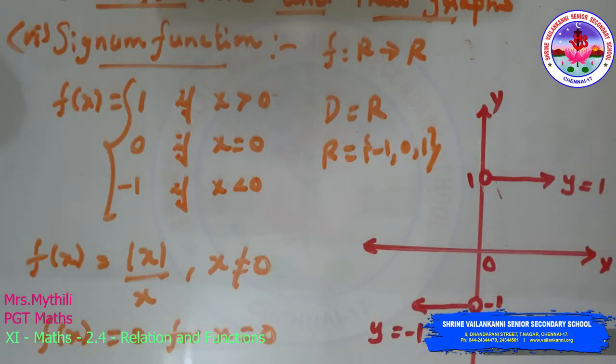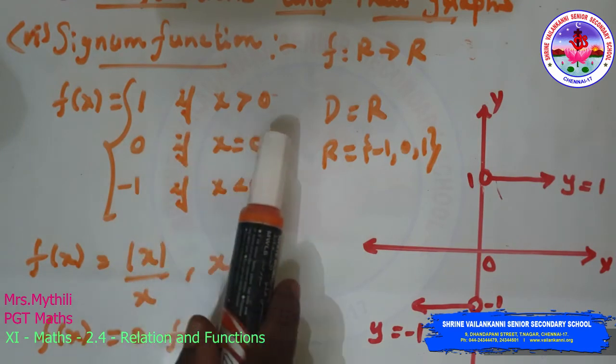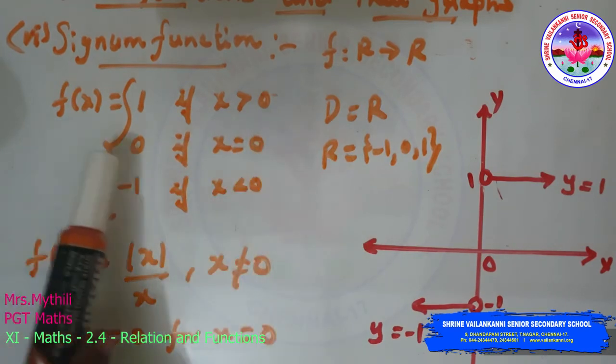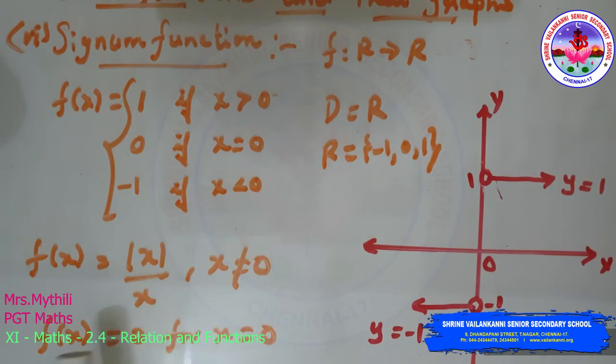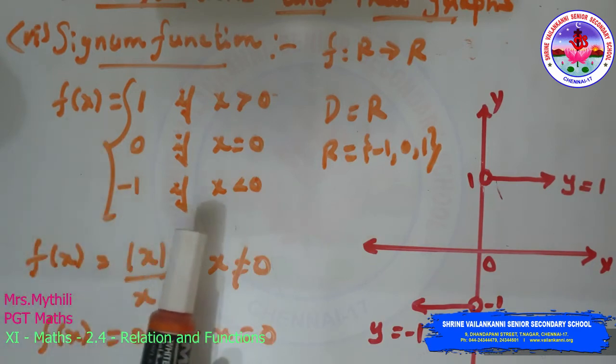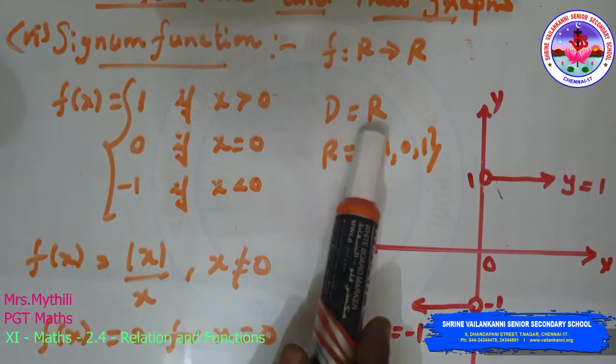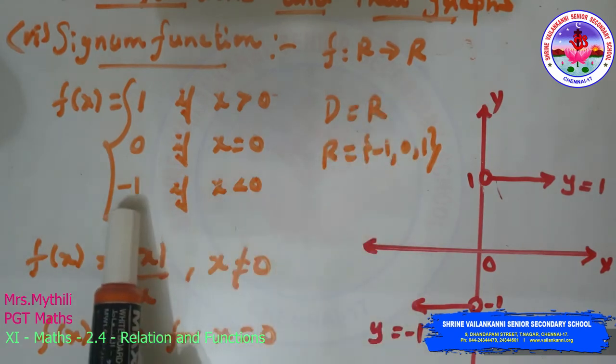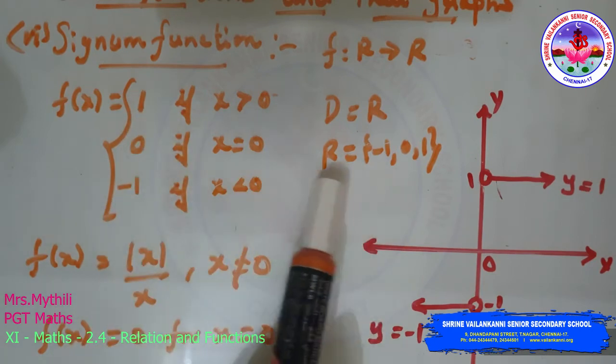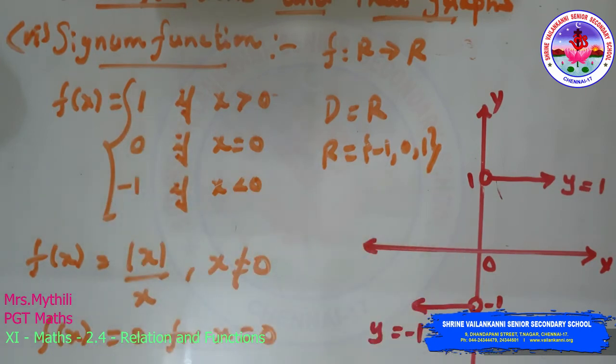Next one is the signum function. The function f from R to R is defined by f of x equal to 1 if x is greater than 0, f of x equal to 0 if x equal to 0, and f of x equal to minus 1 if x is less than 0. Then the domain is any real number, and the range is minus 1, 0, 1.